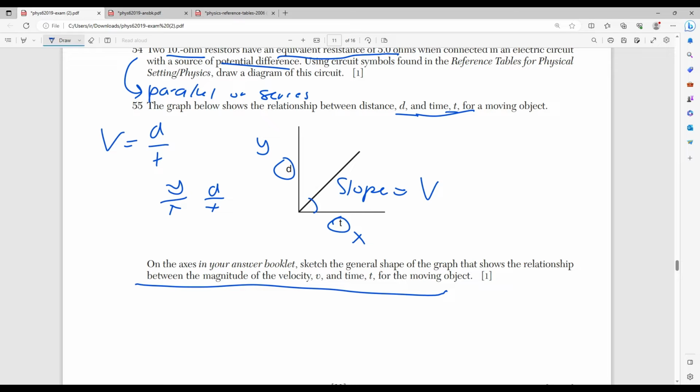And when I have a constant velocity, and the thing is, this is a straight line, so this is going to have to be a constant velocity. The distance is increasing consistently with time. All I need to know here is that because this line is straight, I have a constant velocity.